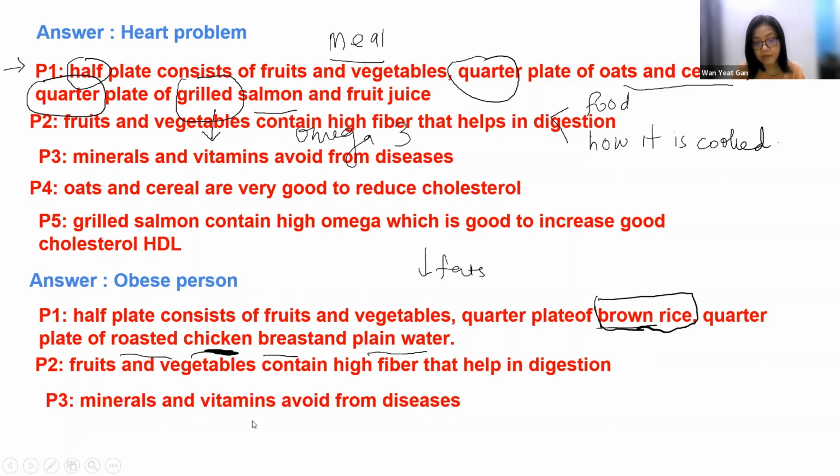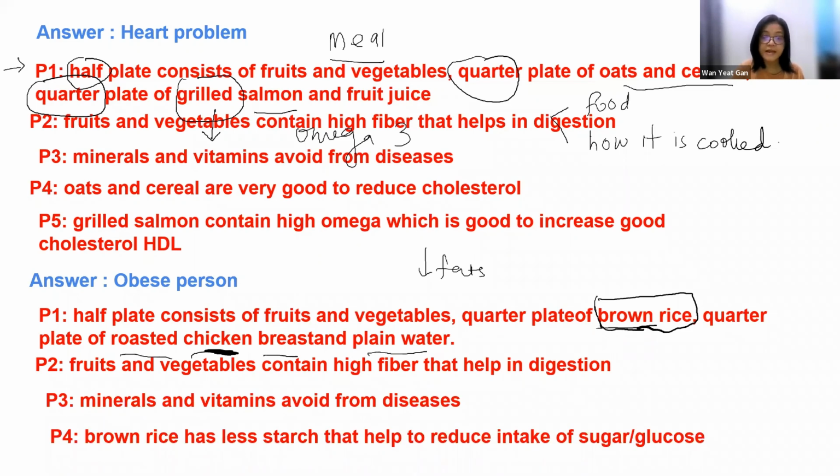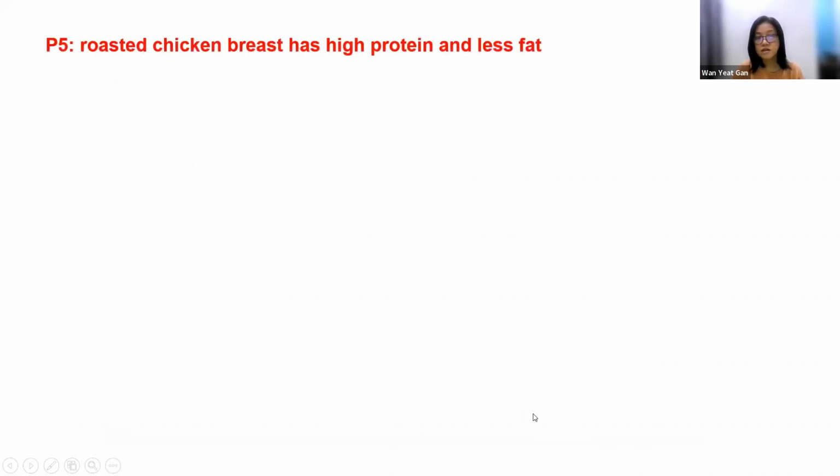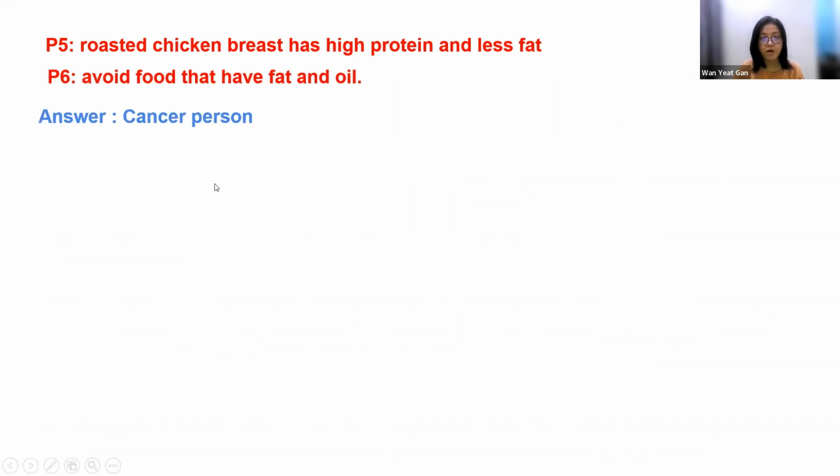Mineral provide, prevent and maintain good health. Brown rice has less starch that help to reduce the intake of sugar. Roasted chicken has high protein and less fat. Okay, so that is the answer for the obese. So now we look at, okay, we can also make sure that he avoid food that have fat and oil.